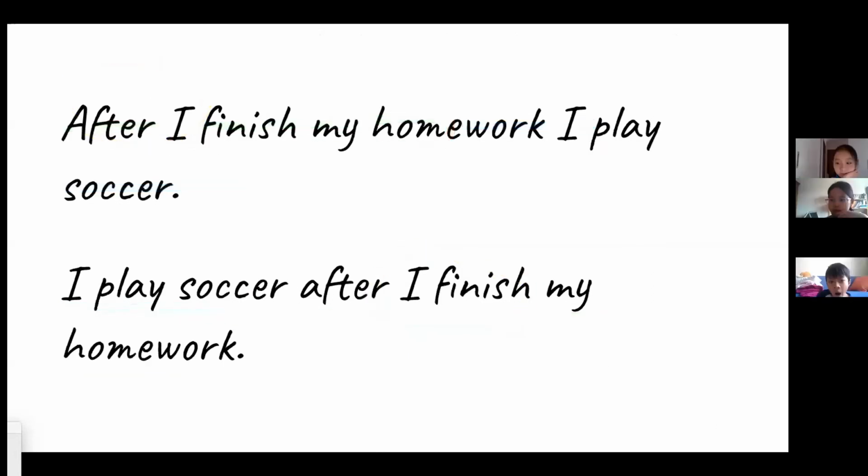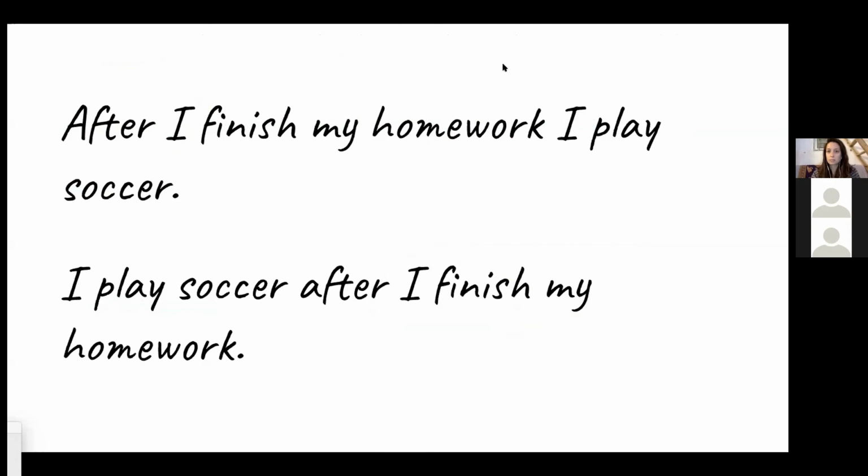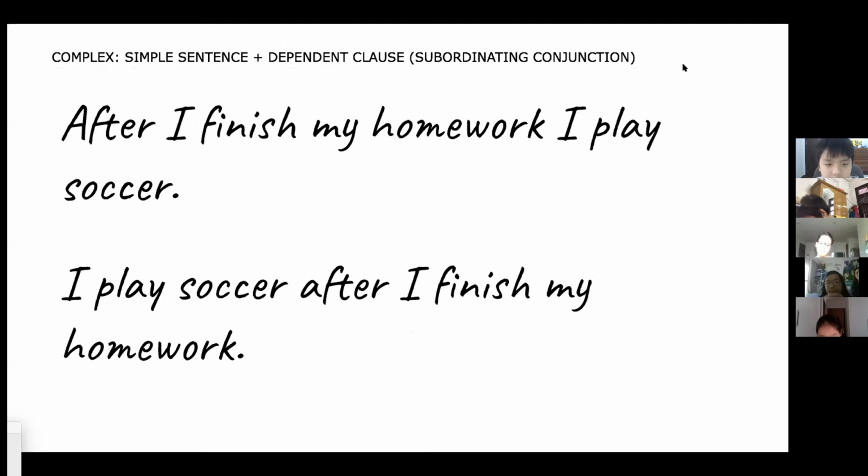So these are two more sentences, same information, different placement. After I finish my homework, I play soccer. I play soccer after I finish my homework. In both of these sentences, which part is the simple sentence? I think the simple sentence is I play soccer. Yep. I play soccer is our simple sentence in both of these sentences.